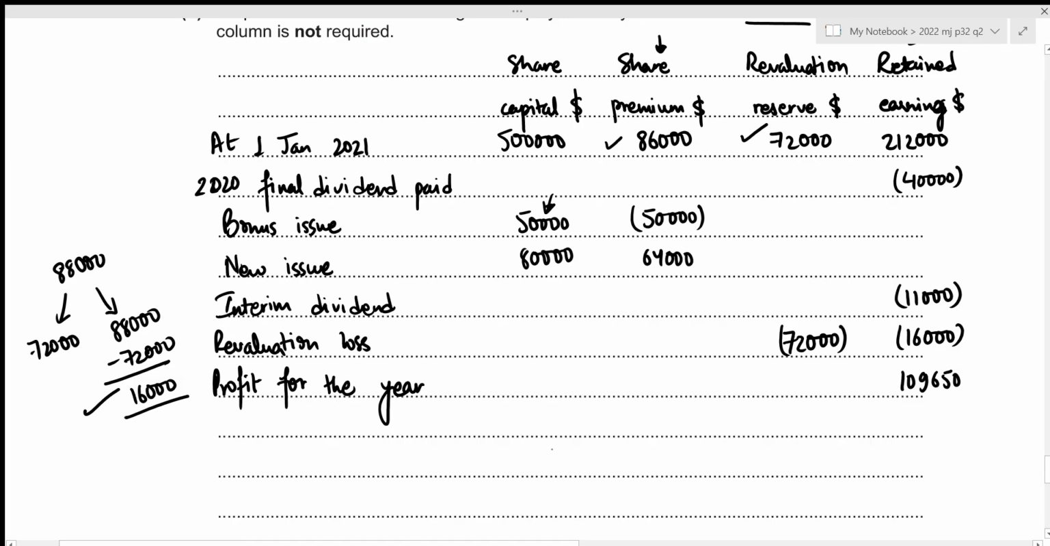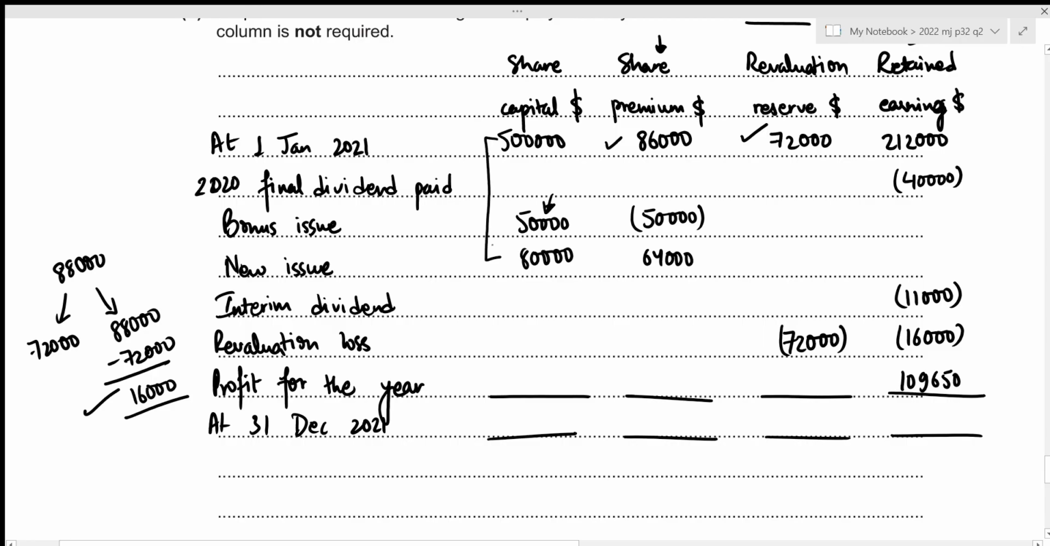This concludes all of the transactions for this year, which means that we can now move towards figuring out our closing balance. So that will be at 31st December 2021. For share capital, that's going to be the sum of these three amounts, 500,000 plus 50,000 plus 80,000, which results in 630,000. For share premium, that's the sum of these three amounts, so that's 86,000 minus 50,000 plus 64,000, which results in 100,000. For revaluation reserve, that's the sum of these two amounts, so that's 72,000 minus 72,000, which results in 0.